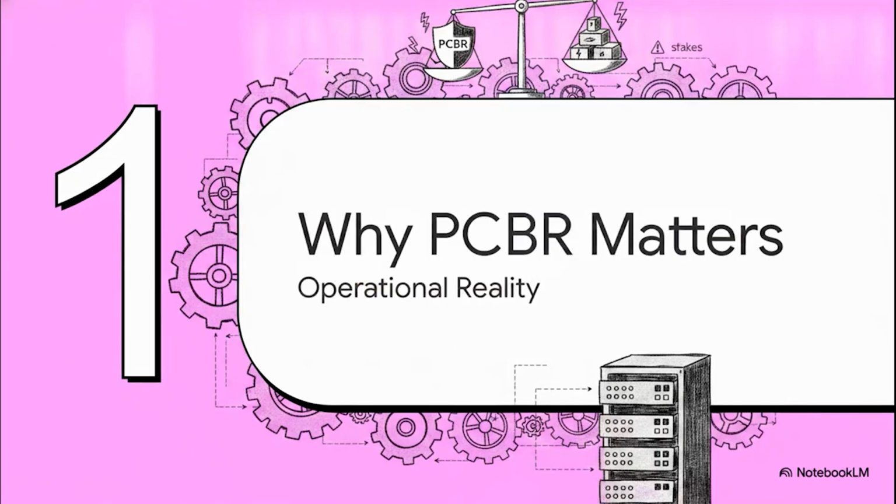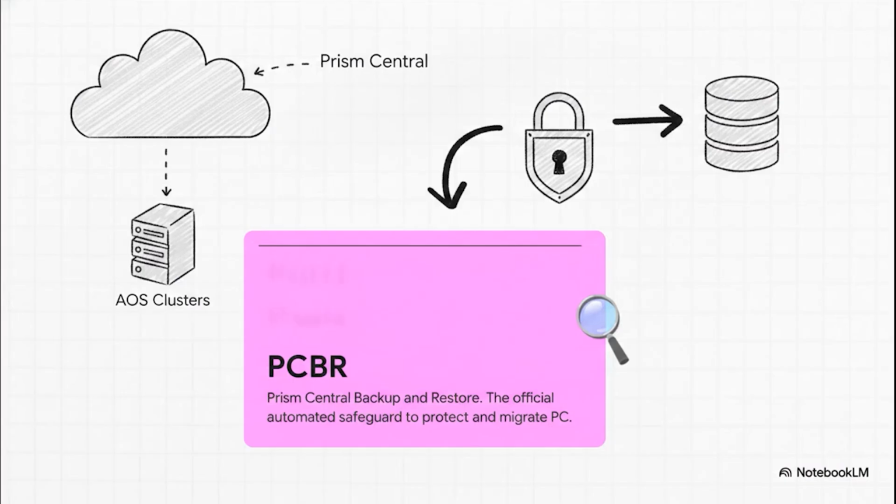Okay, let's jump right into part 1, why PCBR matters, the operational reality of it all. First up, let's make sure we're on the same page with our acronyms. PCBR stands for Prism Central Backup and Restore. Honestly, this is your official, fully automated, and, let's be real, your only supported lifeline to protect and migrate your Prism Central instances. And then we have AOS, the Acropolis operating system, which is the rock-solid foundation running down on your Nutanix clusters. Now, since Prism Central sits high above these clusters to manage the whole show, it literally holds the blueprint for your entire multi-cluster environment.